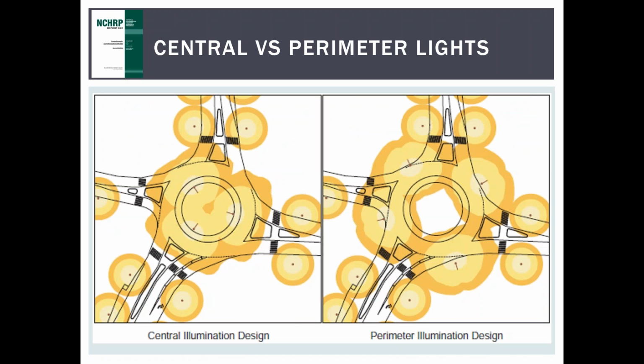Now a discussion on the pole locations at roundabouts, central versus perimeter lighting. The ability to provide adequate visibility at a roundabout is highly dependent on the illumination pole locations.